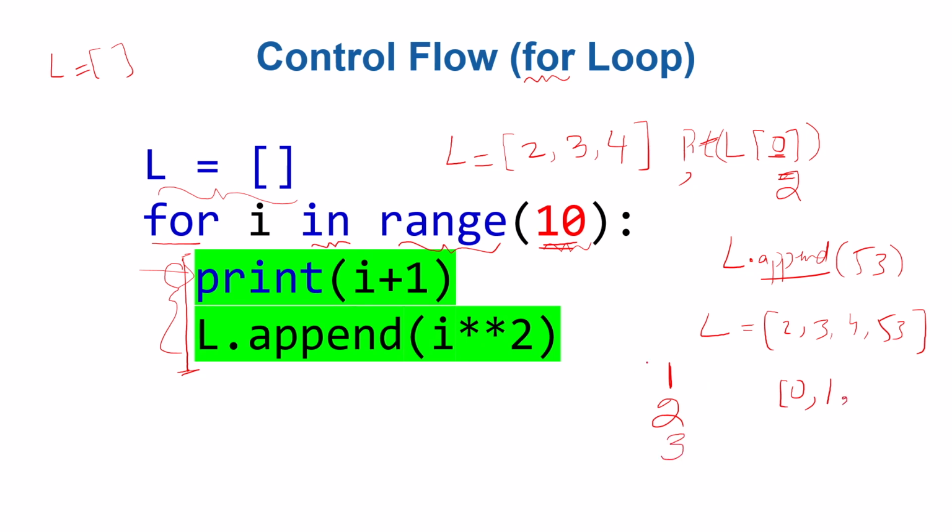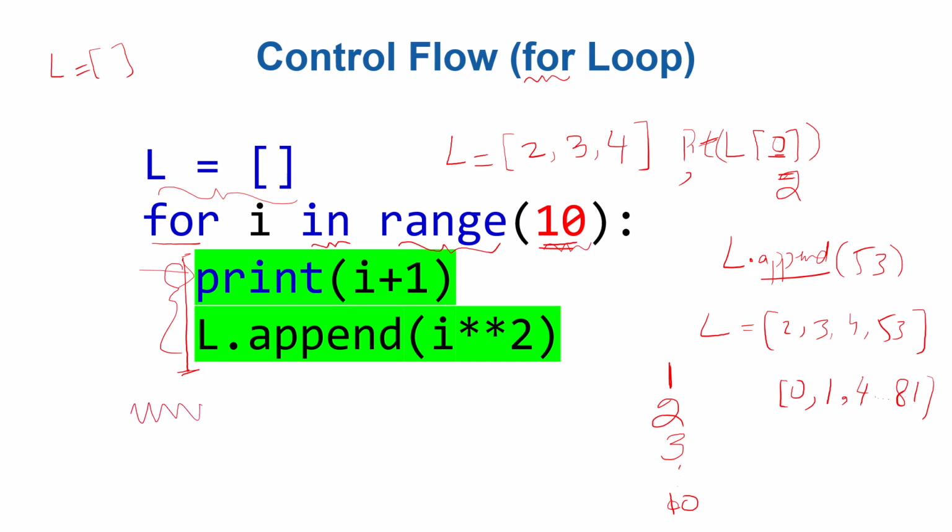Next time I will be 2, we will print 3, and we will have a square of 2, which is 4, and so on till 10 here. When I will be 9, we will print 10, and in this list we will have 9 square, which is 81, I guess. And after that the loop finishes and we will be out of this loop.